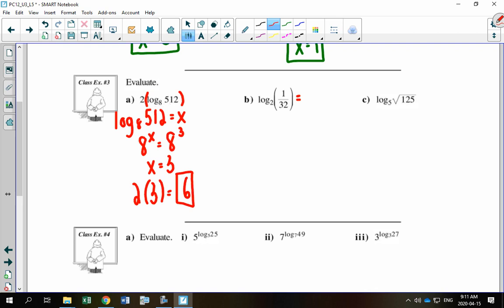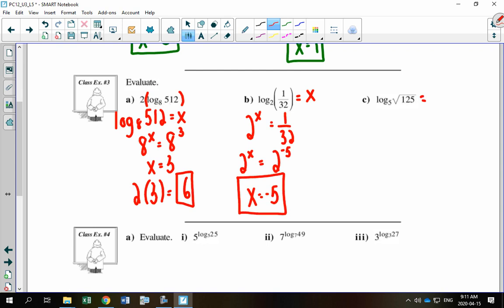Okay, for this one here, equal to x. So 2 to the power of x is equal to 1 over 32. So 32 with a base of 2, and if I bring it up, becomes 2 to the power of negative 5, which means x is negative 5.